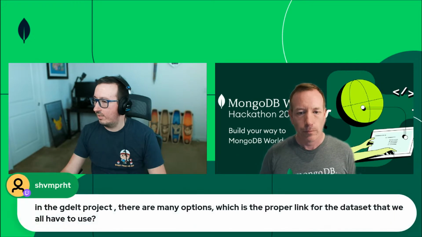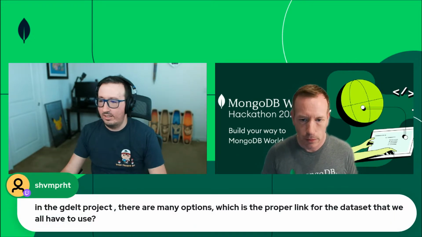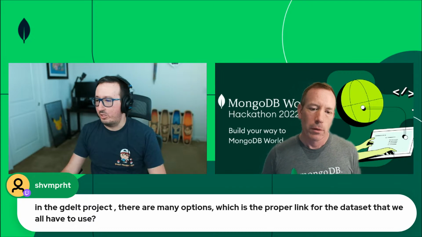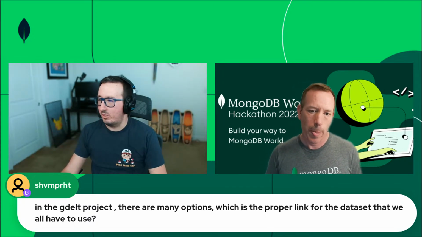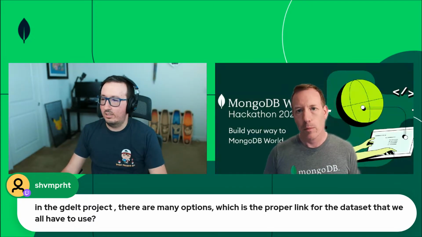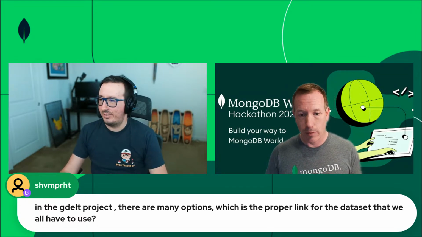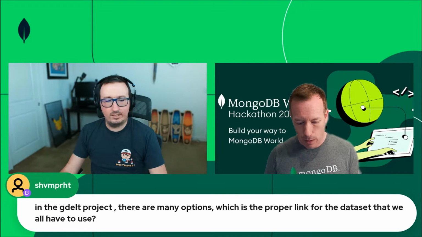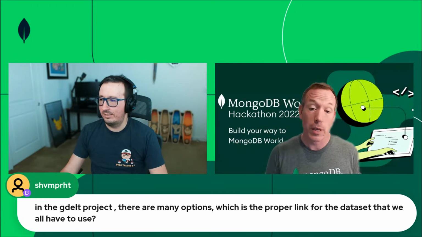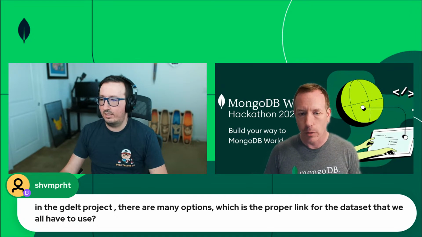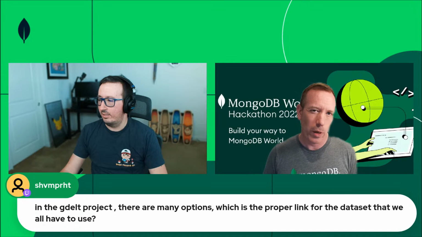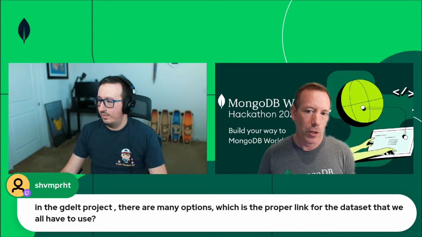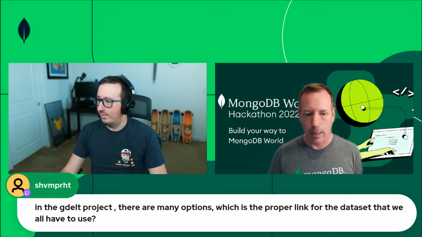The first one that we skipped over was for the GDELT project. There are many options. Which is the proper link for the data set that we should be using? Yes, there are a huge amount of options in the GDELT data set. So what we have done is we've used a Mongo import to import a time-banded subset, and we are just tidying that up a little bit. So we have a forum post, the GDELT primer, which links to that, and that's how we're making that easy for you to work with.